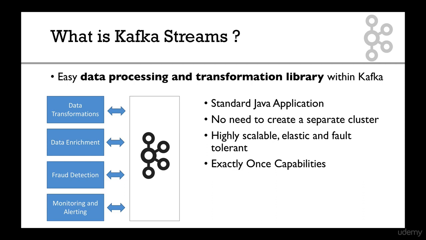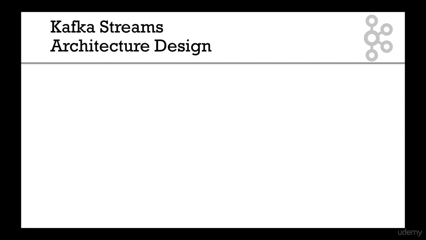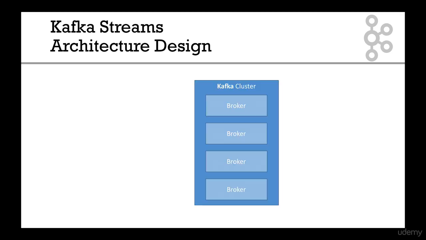It has exactly once capabilities, and there is a section in this course about what exactly once means, but this is the first library in the world that provides streaming exactly once capabilities tied to Kafka, and that's a huge thing in the streaming world. It processes records one at a time, so there's no batching, so this is true streaming. Some other libraries like Spark Streaming process things in batches. And it works for any application size. So even if you have a small project or a very, very large project, you write the same code, you get the same application, and it scales the same way. So it's really awesome.